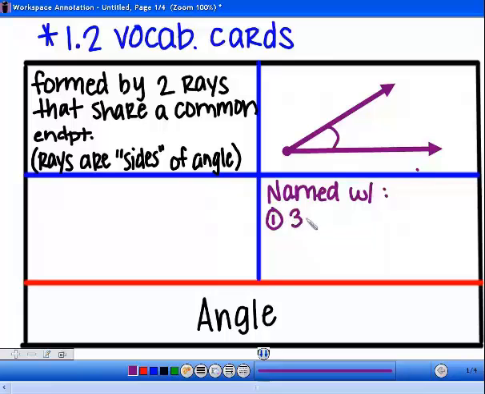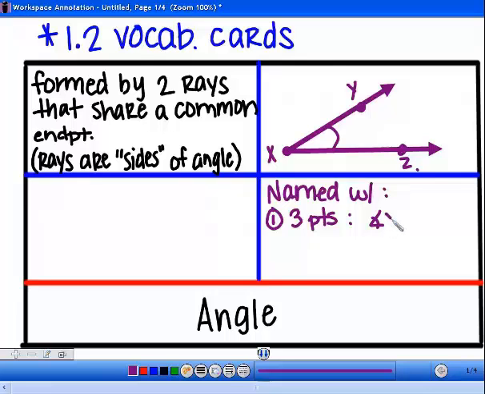They can be named with 3 letters or 3 points. So you have your common endpoint here, we can call X, and a point on each of the rays. If you're using 3 points, you have to do it with the vertex point, or that common endpoint, as the center letter. And then there's a symbol that represents angle that goes in front. So we would say angle. You can write that curve on there if you want. You don't have to though. That's typically how you will see me write it.